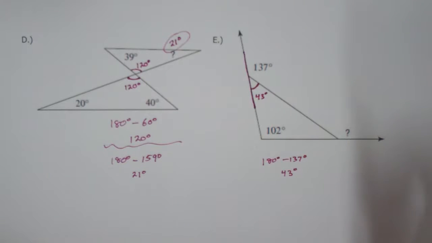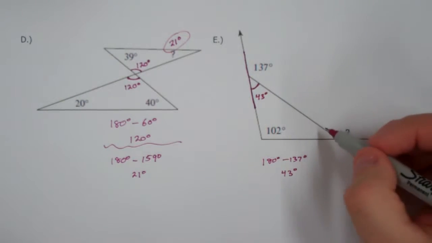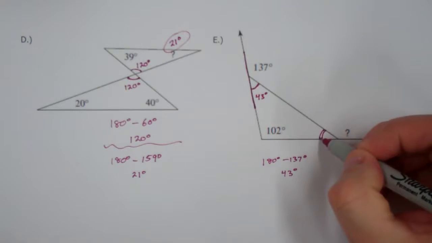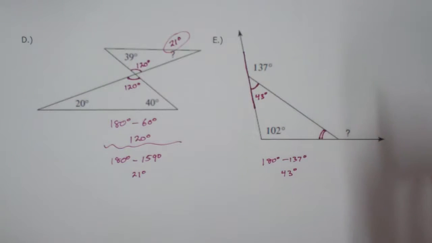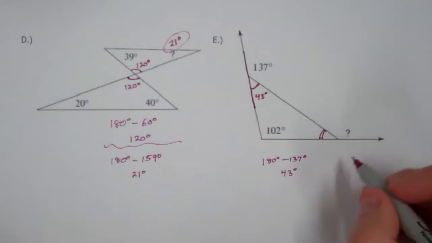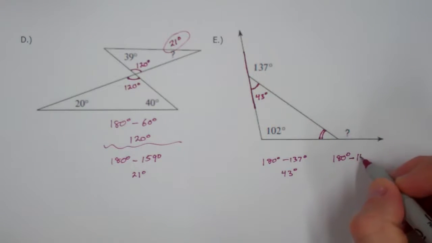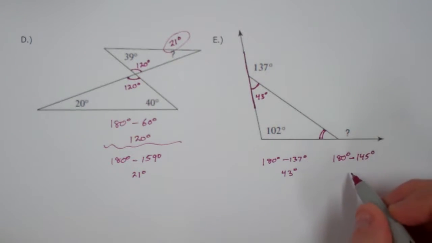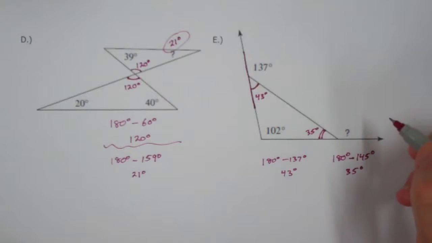So we've got 43 degrees right here. Now that we figured out this angle, we can figure out this other angle right here, and I'll use different tick marks or different angle marks because I think it's going to be different. We'll see if it is or not. So we can take 180 degrees and subtract 145 degrees, and that would be 35 degrees. So the measure of this angle must be 35.